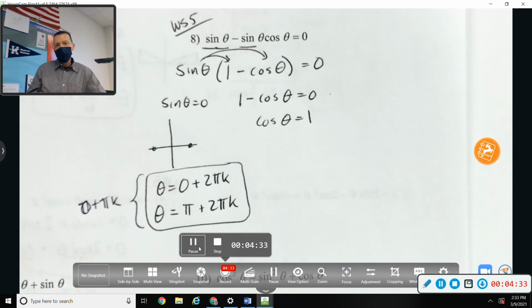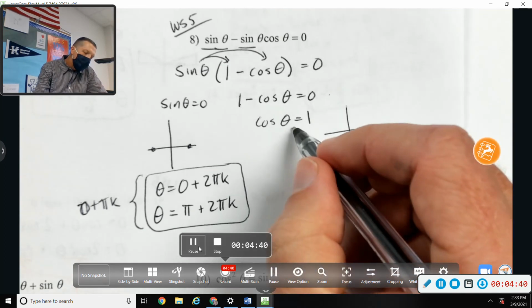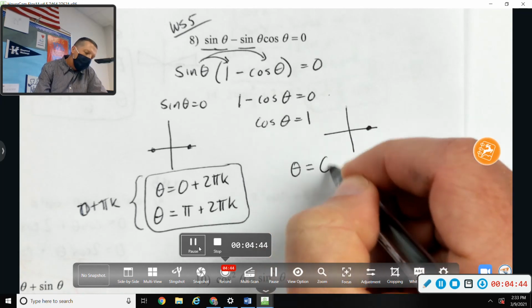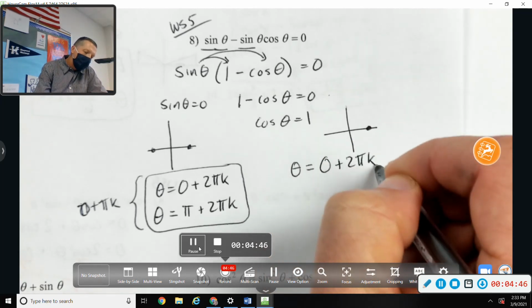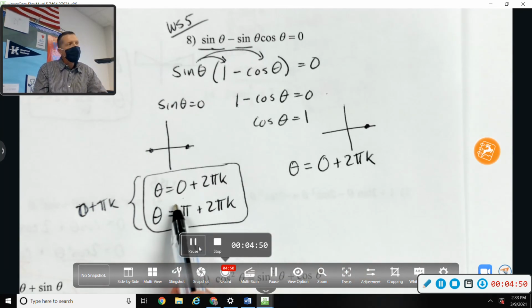If you see it, fine. If you don't, it's fine too. It's whatever. See, cosine equals 1. That would be over here. So that would be at 0 plus 2 pi k. Which I guess is a little weird because it's the same as one of our sine answers, but that's okay.